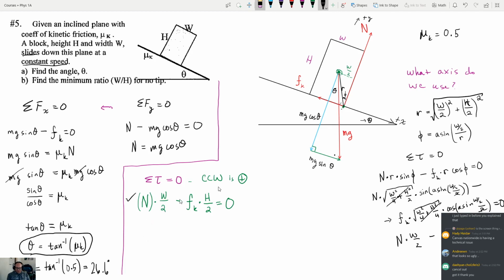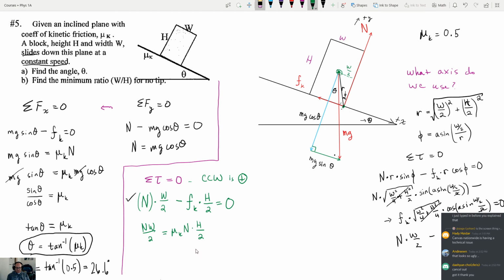What do we need to do? We need to replace the friction force now. So this is going to be N. Here, let's go back to green, just to make sure that everything stays together. So we get N W divided by 2 minus mu K times the normal force times h over 2. Okay. And now, this is all equal to 0, so we could just put equals right here.